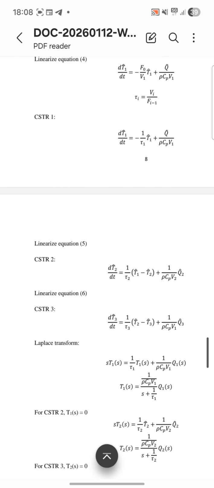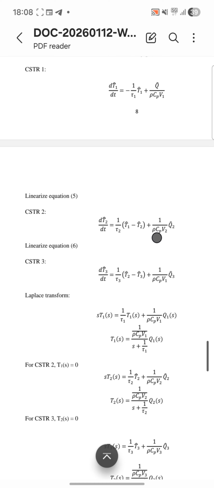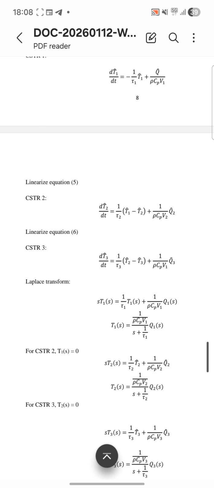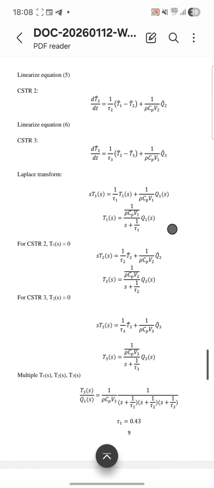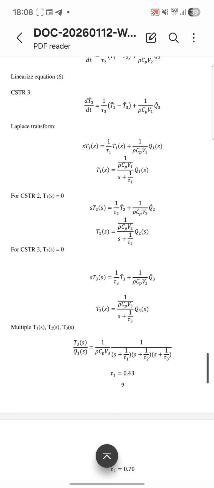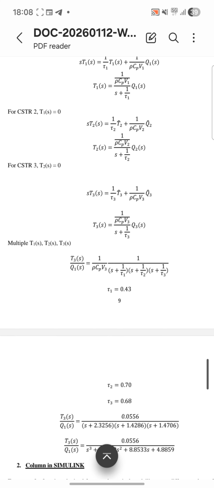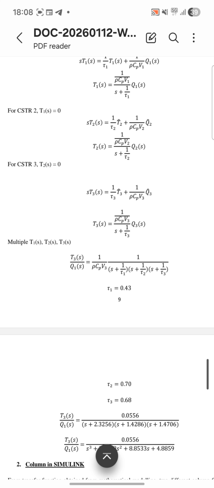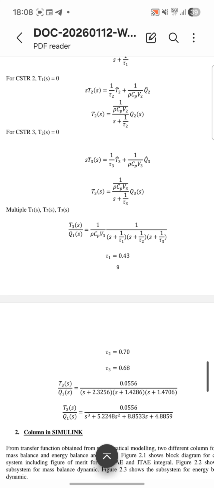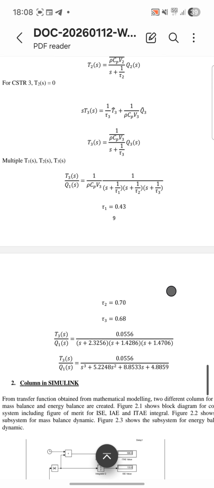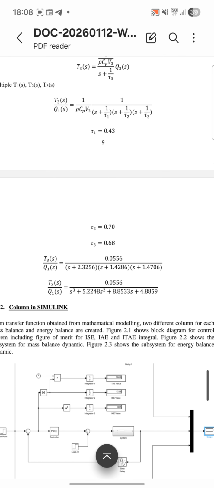As for the rest, CSTR2 and CSTR3, I then find the Laplace transforms T1(s), T2(s), and T3(s). In order to get T3(s) over Q1(s), I multiply T1(s), T2(s) and T3(s), and I find the tau values and put them in for the rest of the parameters. Then I can get the final transfer function, which is this.